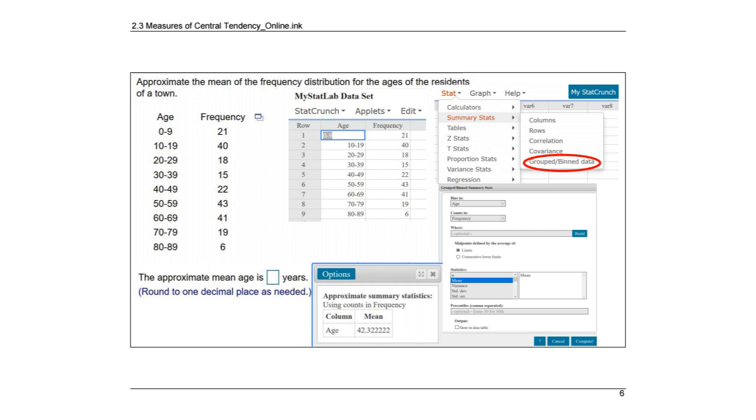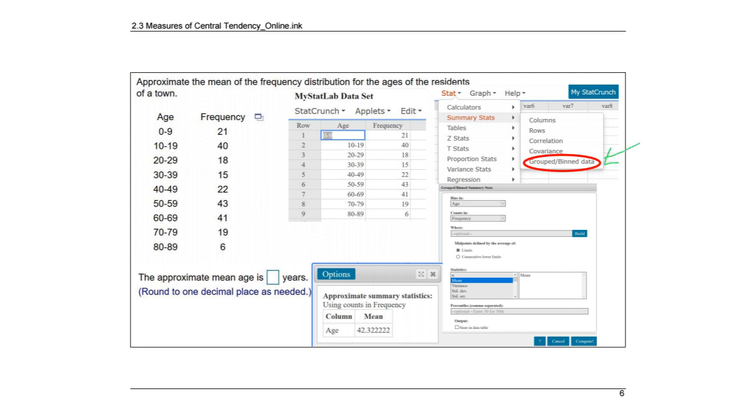Okay, so this is a problem kind of like the homework problems. It says approximate the mean of the frequency distribution. So when you see that, that's different. You're not going to use the summary stats column. When you have a frequency distribution, we are actually going to use Stat, Summary Stats, and then Grouped and Binned.